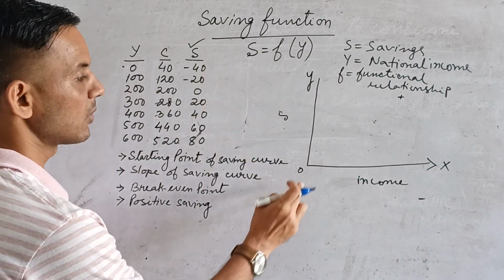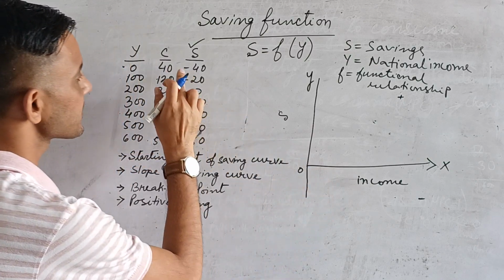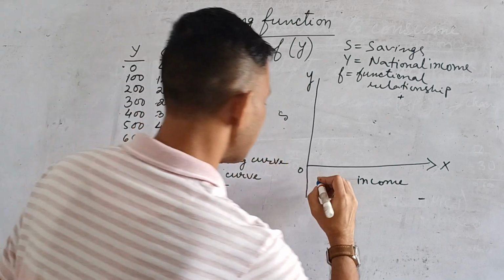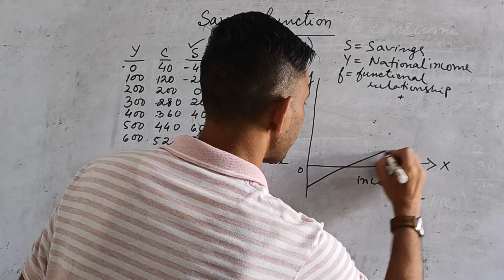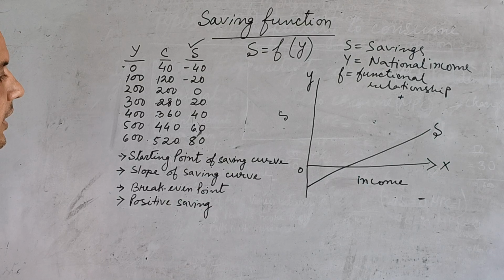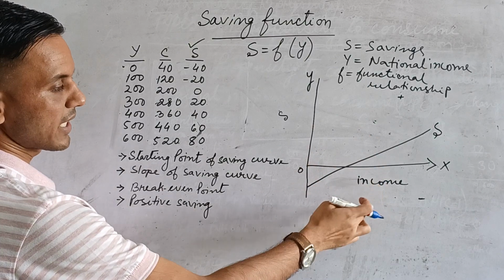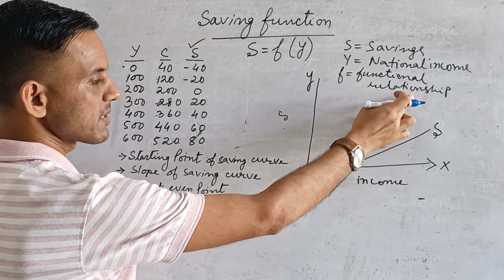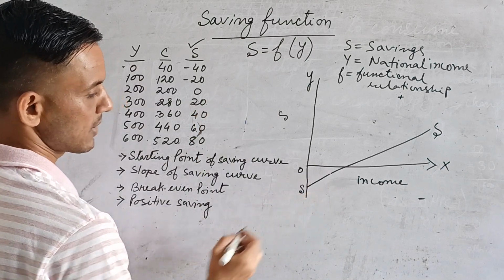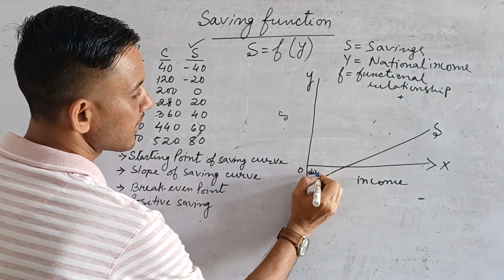So it means the savings curve will not start from here. It will start from the negative part here, because minus 40, then minus 20, and after that it starts to rise. So directly I will draw. See, this is minus savings: minus 40 and minus 20. Already I told you that on graph paper this shows the positive and this one is the negative. So I have shown minus 40 and minus 20 here. This O to S is the saving.